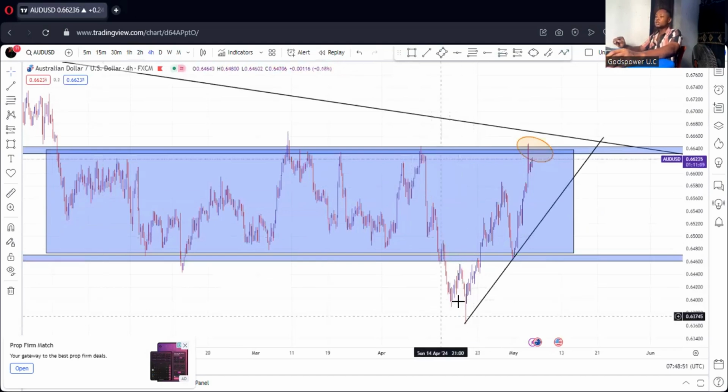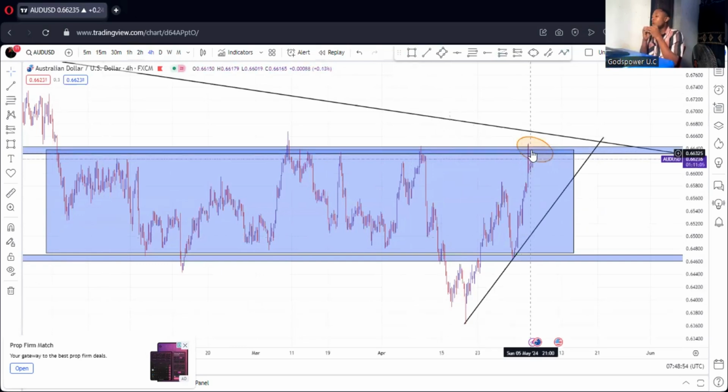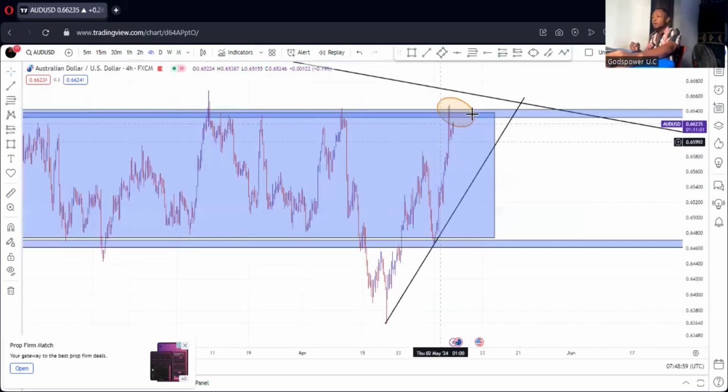A lot of people will be shorting here. Market came back all the way to the top. That means there is a higher tendency, from what I'm seeing, that this market might continue bullish. This market might continue bullish. I'm saying it again, right?